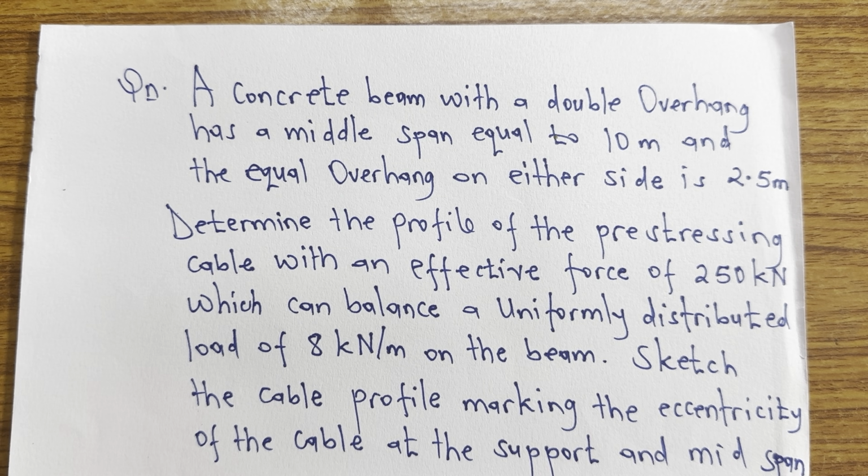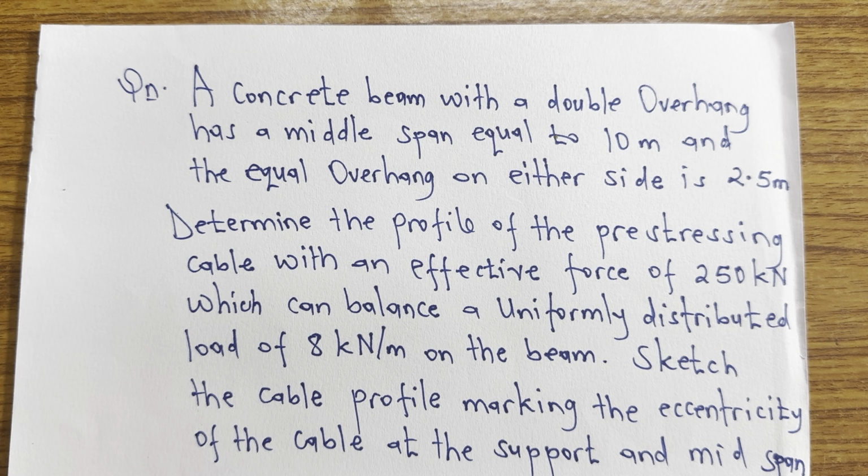Now the question says, a concrete beam with a double overhang has a middle span equivalent to 10 meters and an equal overhang on either side of 2.5 meters. You are asked to determine the profile of the pre-stressing cable with an effective force of 250 kilonewton, which can balance a uniformly distributed load of 8 kilonewton per meter on the beam. Sketch the cable profile, marking the eccentricity of the cable at the support and at the mid span.